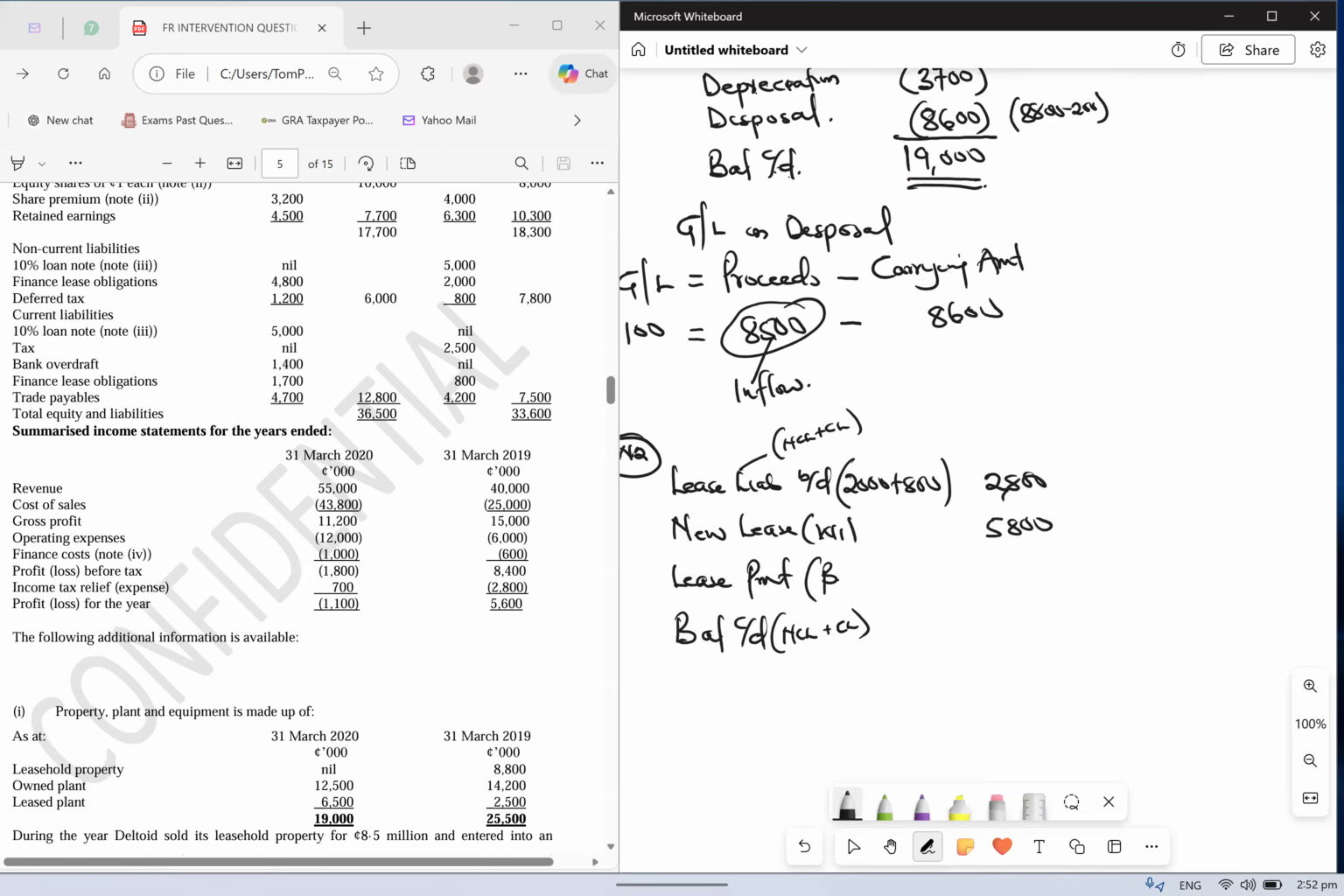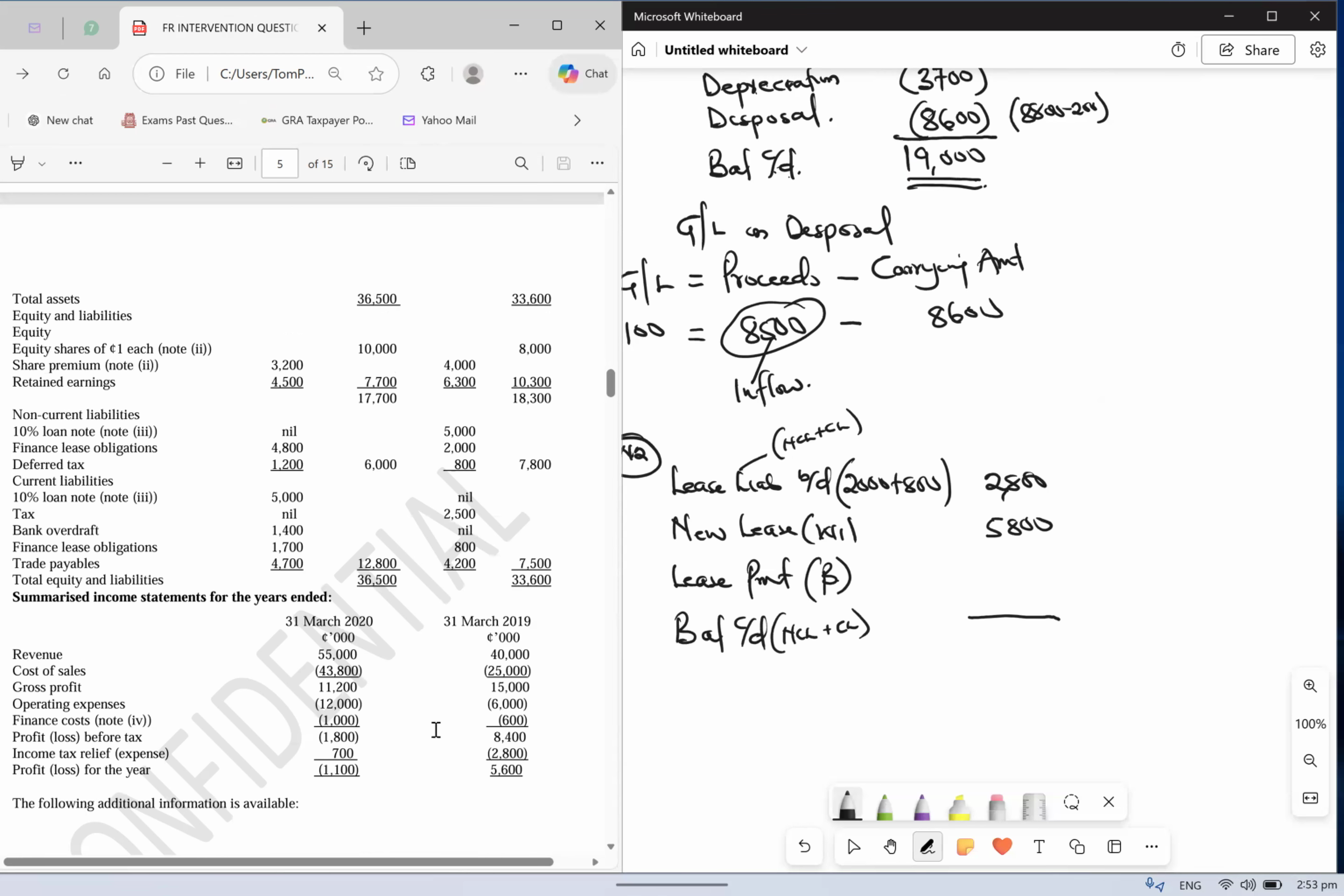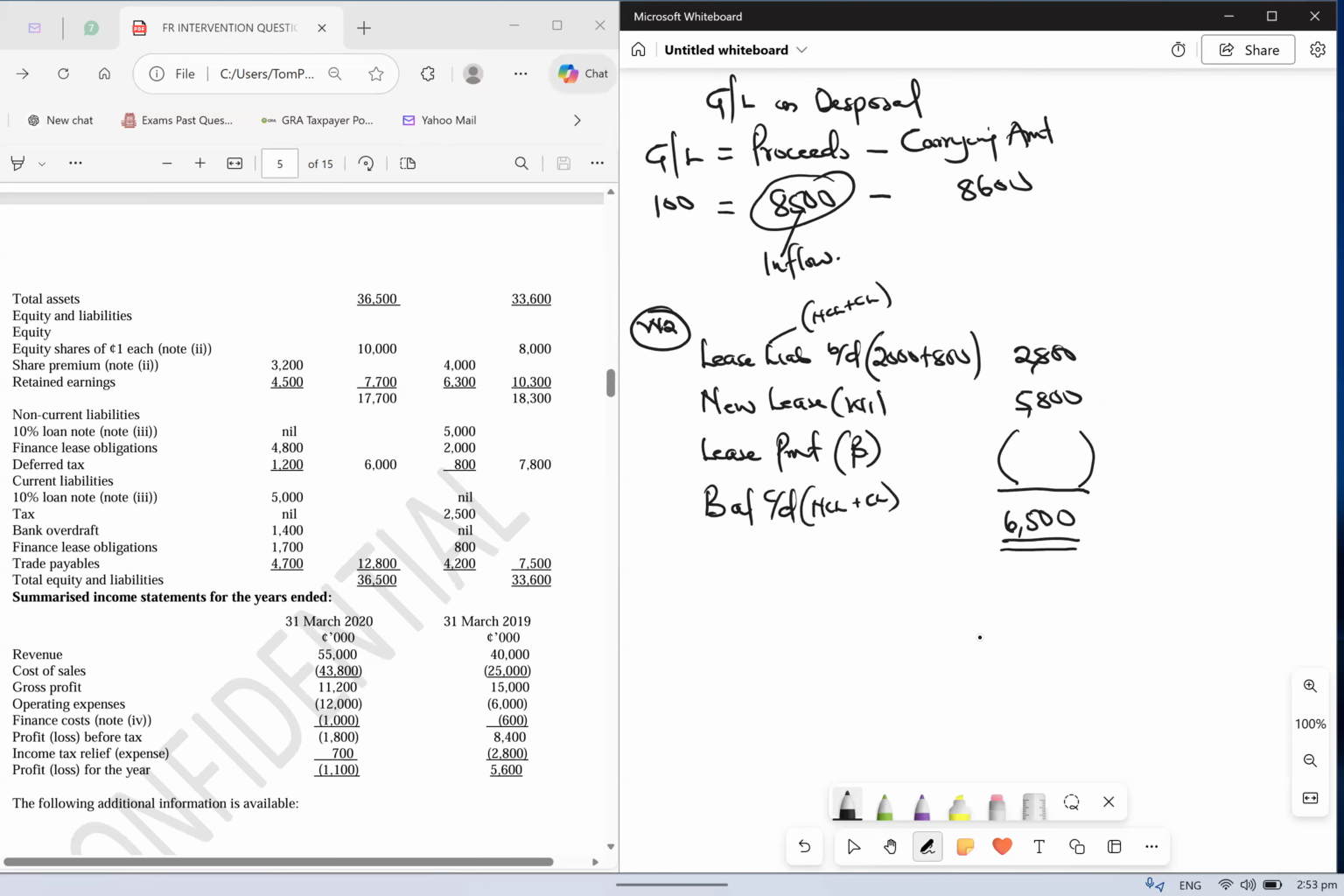That will be the difference. And the balance is our 2020 balance carried down. So where is it? We have a lease here, 4,800, another one, 1,700. That makes it what? 5,500, right? Or 6,500. 6,500. So how much have they paid such that this thing has gotten down? So that is how you find the cash outflow.